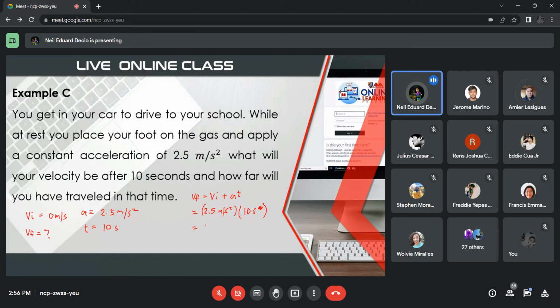So this is actually 25 meter per second na lang. Okay? Meter per second na lang kasi si second squared, tapos itong isang seconds matatanggal. Di ba? Ma-divide out. So meter per second na lang. So yung final velocity natin or V sub F is 25 meter per second. So correct na. So exempted na si Mr. Amir Lisiges sa ibibigay kong homework mamaya. Ganun lang ka-simple. So correct na yung velocity after 10 seconds.